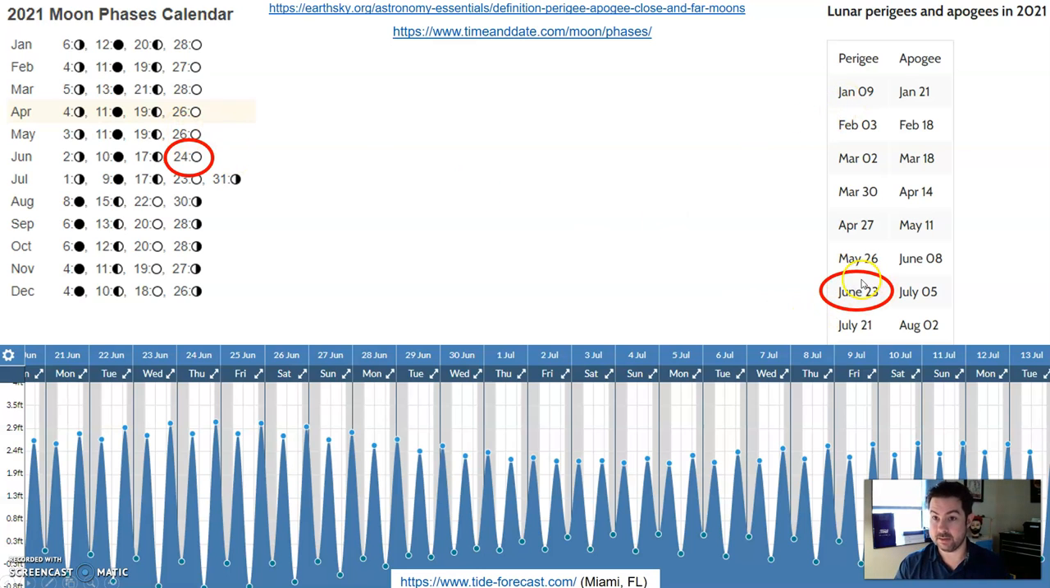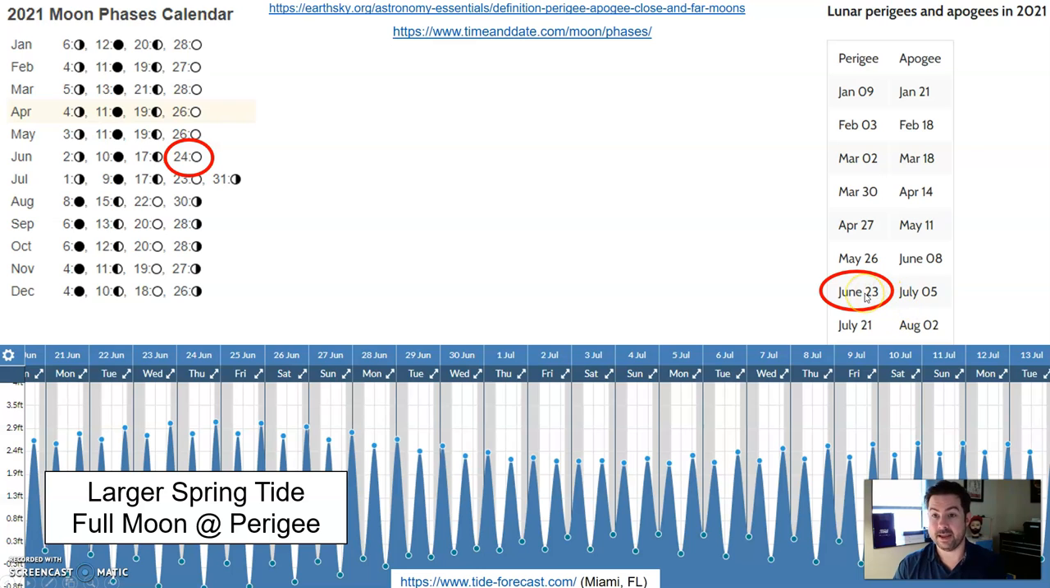Well, around that time, the moon was in perigee. So I have a full moon, which means a spring tide, and the moon was in perigee, so closest to the Earth. So I have a larger spring tide because I have a full moon at perigee. The moon is closer, therefore greater gravitational pull, therefore higher high tides.